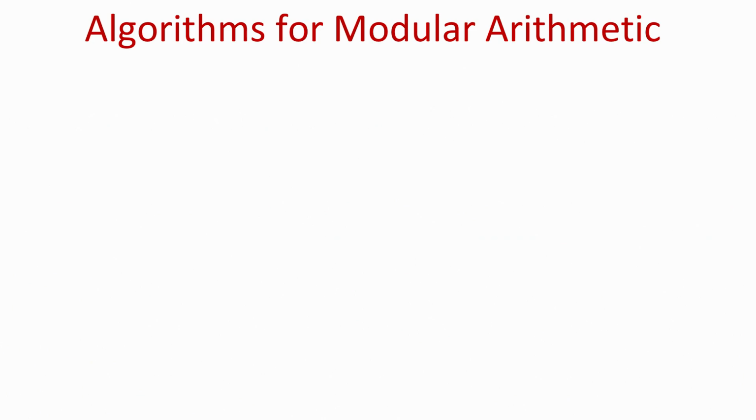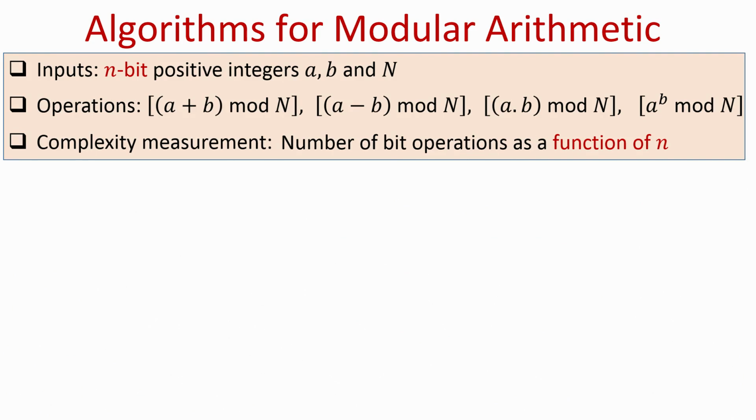So, now let us discuss some of the algorithms for modular arithmetic. Imagine we are given 2 operands A and B, each of size little n bits, and a modulus big N whose size is also little n bits, and some of the common operations which we encounter in public key cryptography are to perform the modular addition, multiplication, subtraction and the exponentiation. Remember, modular exponentiation is a very important operation in almost every instantiation of public key crypto system.